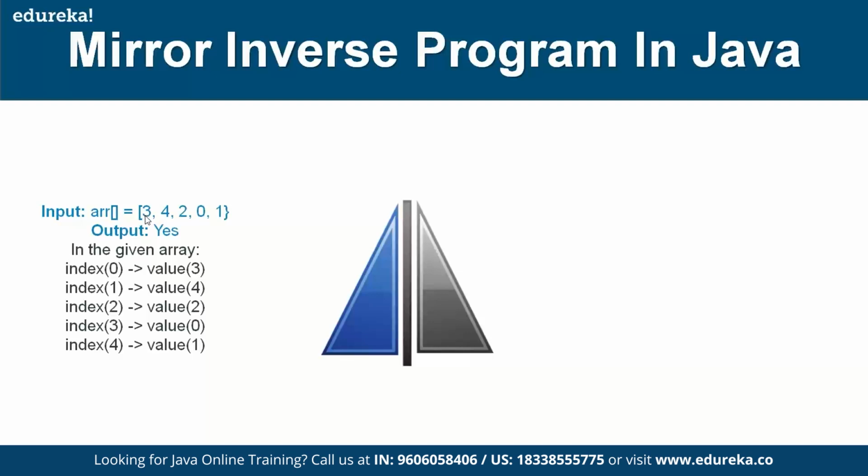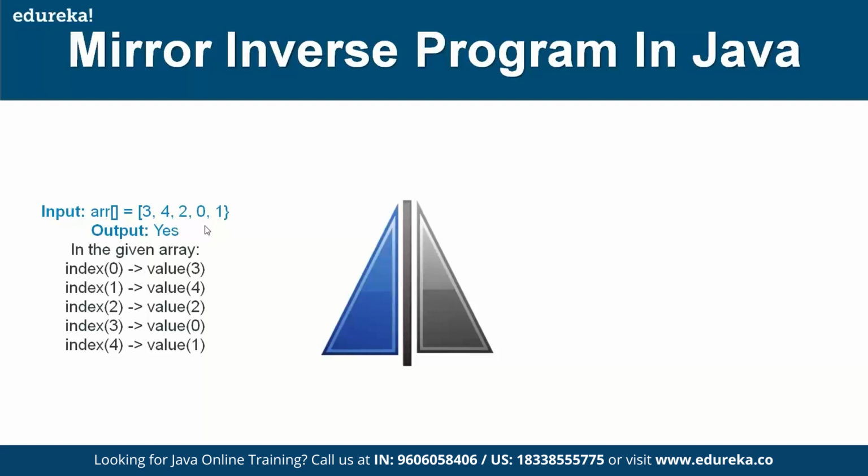So 3 is a value. In which index 3 is present? Index 0. See, index 0 value is 3. Index 1 value is 4. Index 2 value is 2. Index 3 value is 0. Index 4 value is 1, right? 0, 1, 2, 3, 4. So the values are present. So there are some values present in a particular index. So index 0 contains 3. Index 1 contains 4. Index 2 contains 2. Index 3 contains 0.